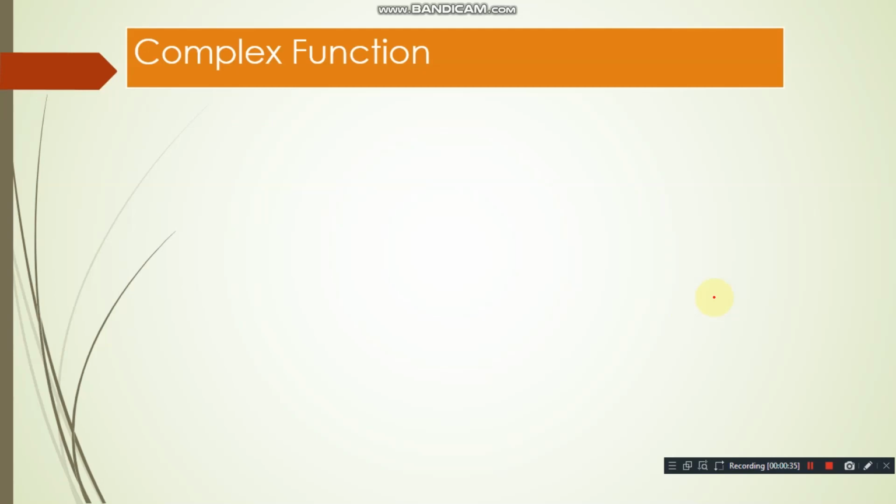As you know that a function is nothing but for every value of the domain, there exists a unique value in the codomain. Suppose I'll take the two sets like this. For every value of this, there exists a unique value that we can call it as a function. But let us see what is meant by the complex function.